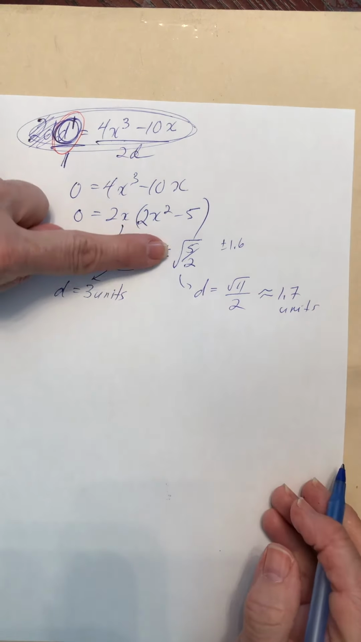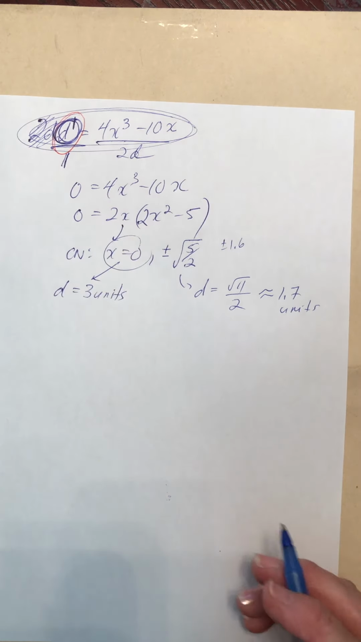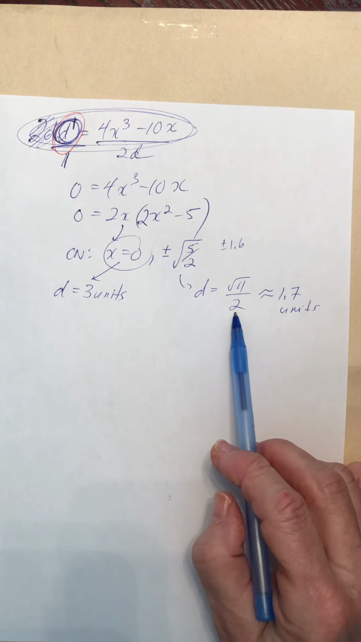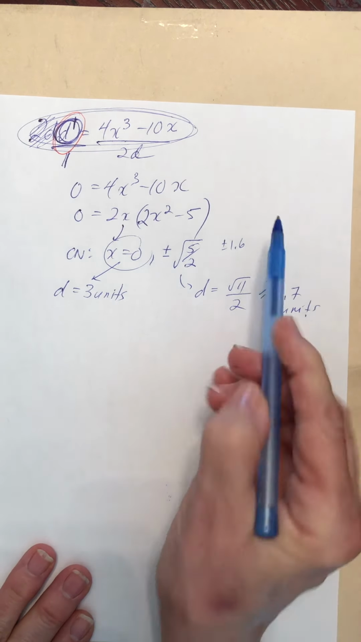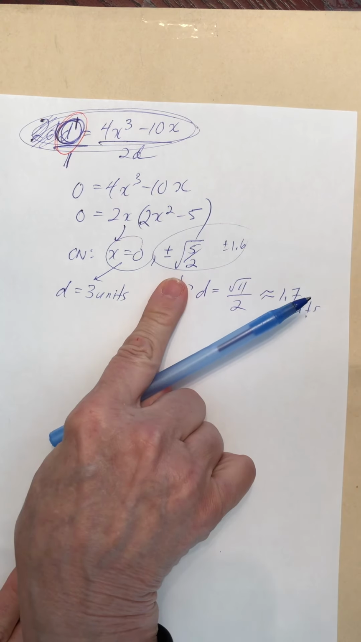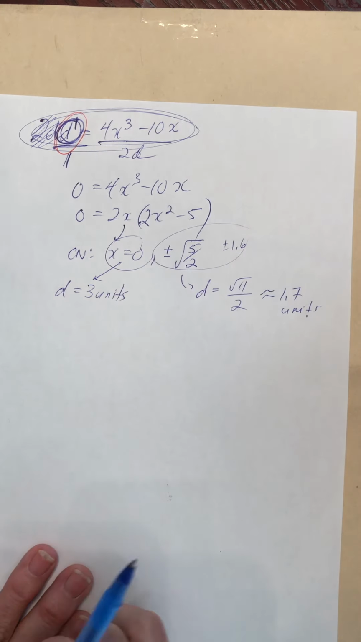So what did I do? I put this positive or negative, both, square root of 5 over 2, back into your d squared formula. So now I'm going to be only 1.7 units away. So if I have this as an x value on the parabola, I am closer than I was using an x value of 0.